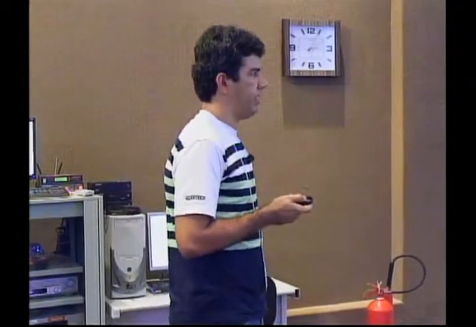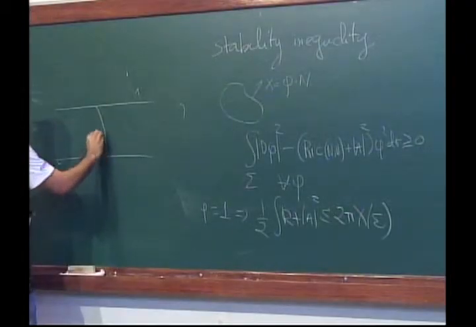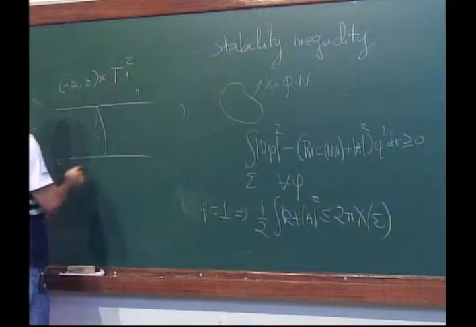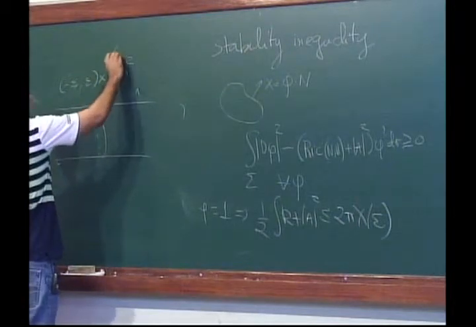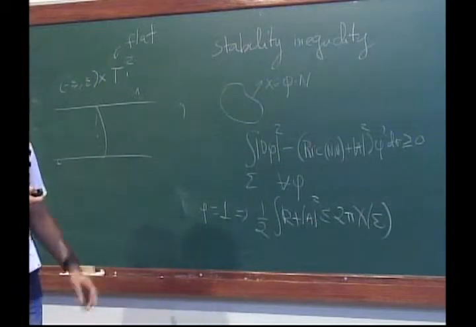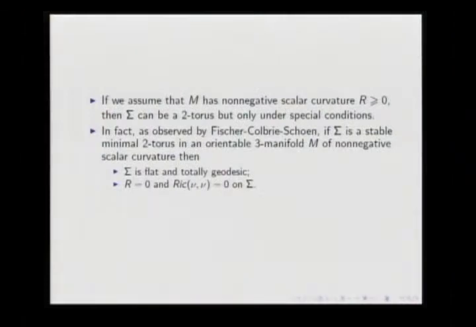Okay. Observe that this geometric data is the same data as when you consider a standard cylinder, an interval times a flat torus. So this means that over the surface, the manifold is like a cylinder. Okay.